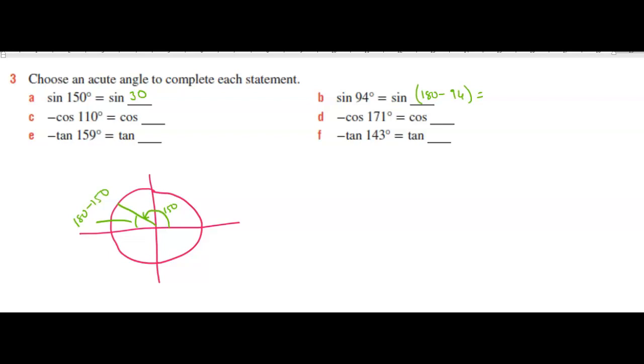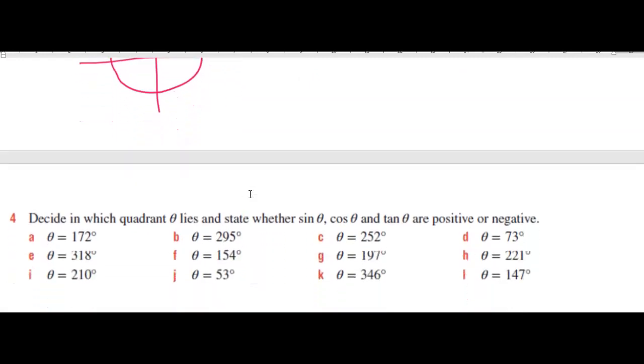Negative cos 110. Now the reason why they've got that negative there is because we're working in the second quadrant and cos is negative in there. But in the first quadrant, for our acute angle between 0 and 90, cos is positive. So that's why you've got a negative cos and a positive cos. So we're just going to do 180 minus 110. So negative cos 110 is the same as cos 70, and so on. So you can have a go at finishing them. All right.